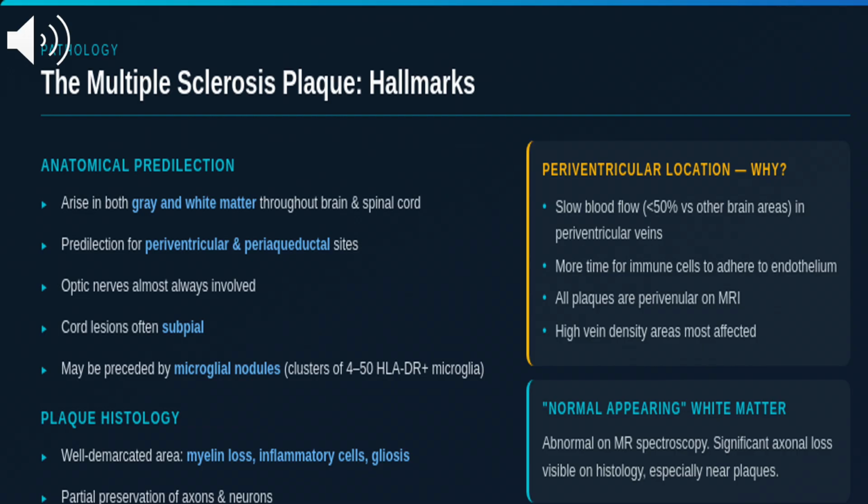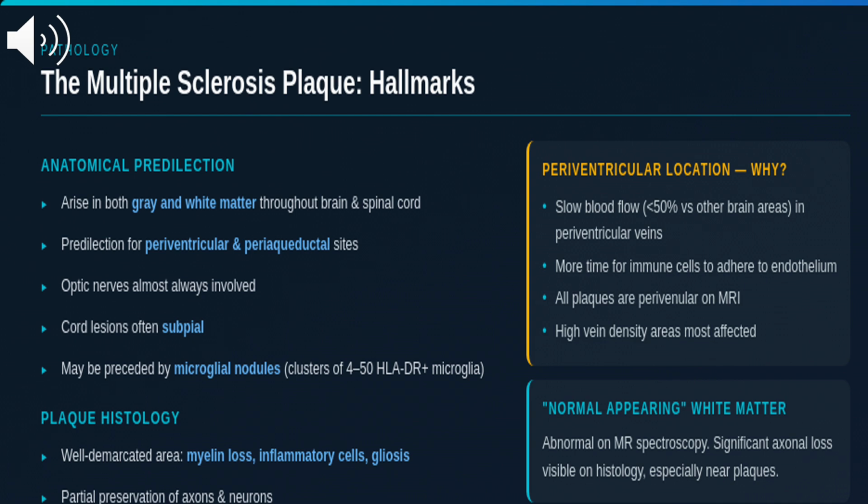Plaques arise in both gray and white matter throughout the brain and spinal cord, but they show a striking predilection for periventricular and periaqueductal sites. Optic nerves are almost invariably involved in MS, making optic neuritis one of the most common presentations of early disease. Cord lesions are often subpial, positioned just beneath the pial surface.